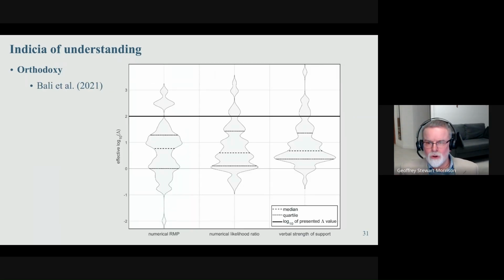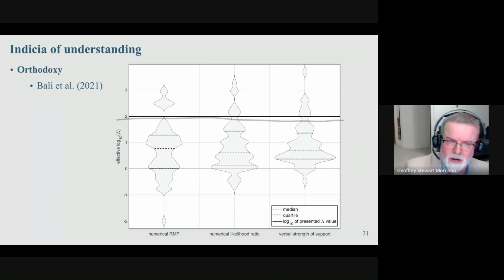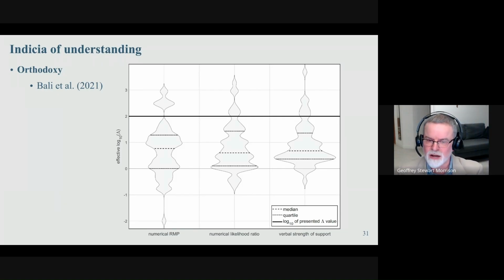So those were all based on averages. We have a couple of studies in which we had access to the raw data. This one is from Bali et al. And we've got numerical likelihood ratios, numerical random match probabilities, and verbal support statements. In this study, the presented likelihood ratio was here. It's a likelihood ratio of 100, so it's a log 10 of 2.